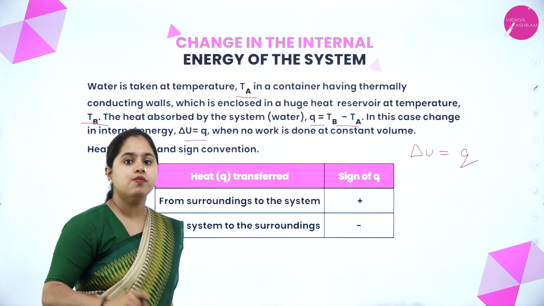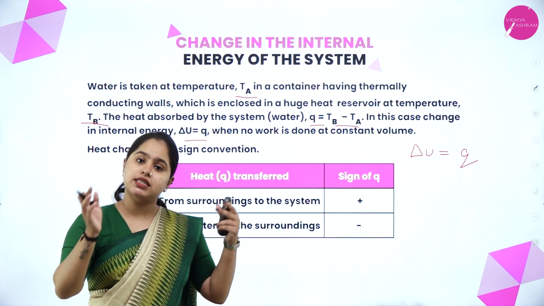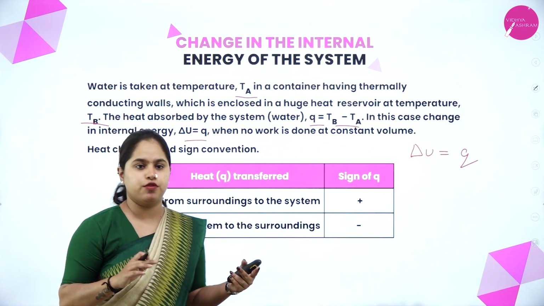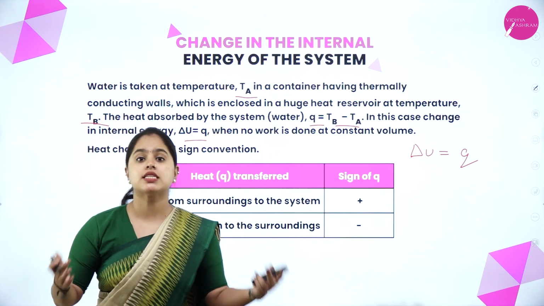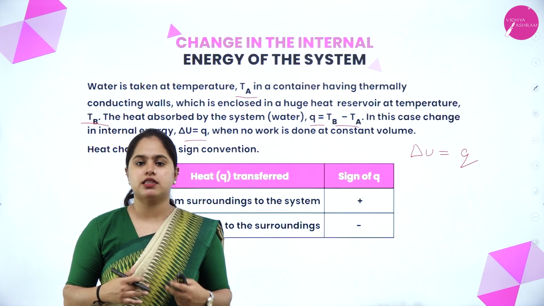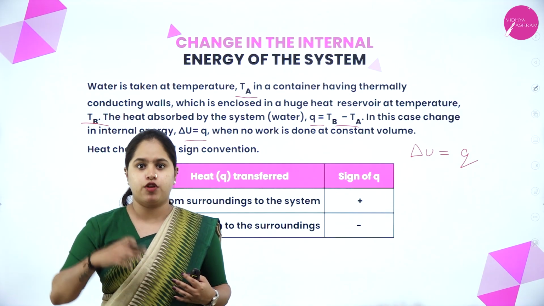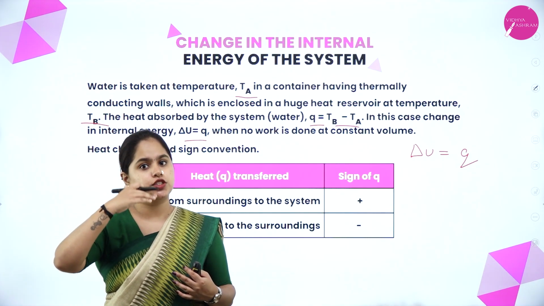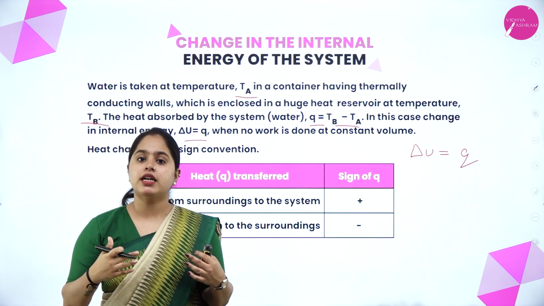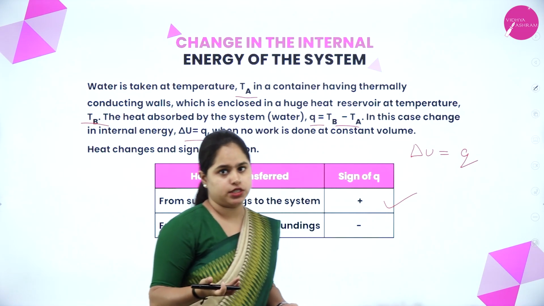Now here also you have to remember the sign conventions, right? So now let's consider the same case that we have discussed before. From the surroundings, the system is getting the heat. That means if I am considering myself as a system, from the surroundings I am getting heat. From the surroundings, the heat is transferred to the system. Right, so that is a plus point for me, right? So that means your Q will be positive, right?